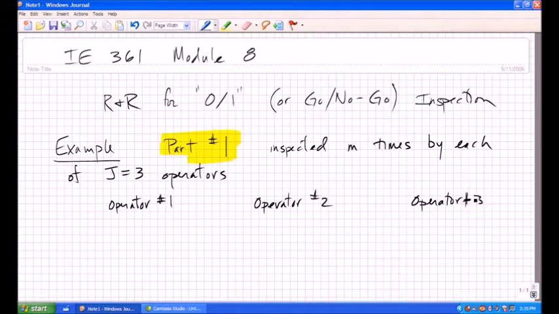so we get operators 1, 2, and 3, and we're going to talk, for sake of argument here, about m equal 10. So we're going to think about a situation in which each operator checks the part 10 times. And operator number 1 looks at the part, makes a judgment, passes it to number 2, who makes a judgment, passes it to number 3, who makes a judgment.